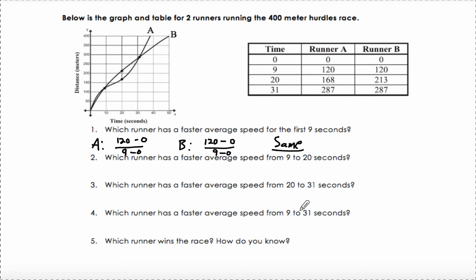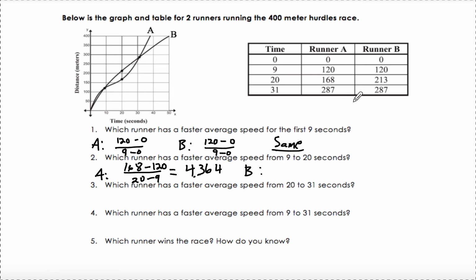Which runner has the faster average speed from 9 to 20 seconds? Well, runner A, 9 to 20 seconds, would be 168 minus 120 over 20 minus 9, which if we simplify that, since we're asked to actually determine this, we might need to simplify to be able to get a good number. 168 minus 120 divided by 11 gives us about 4.364. In calculus, we're always going to go to 3 decimal places. That's a set thing here in this course, right?